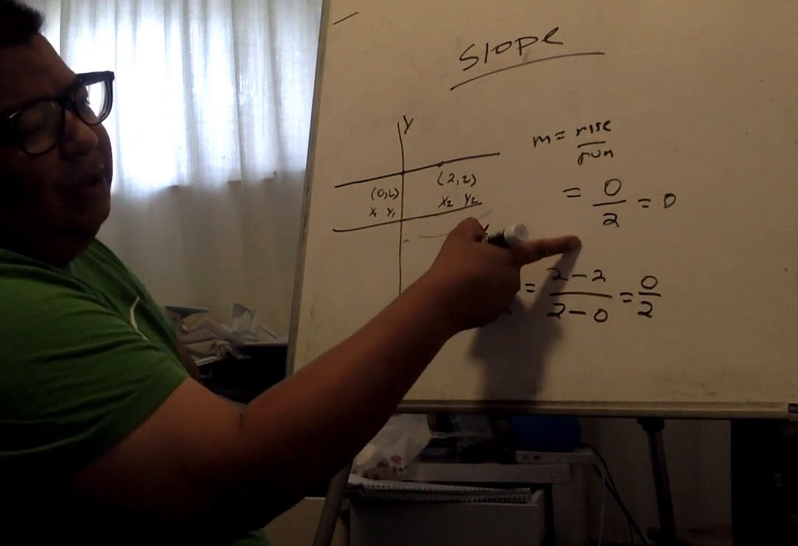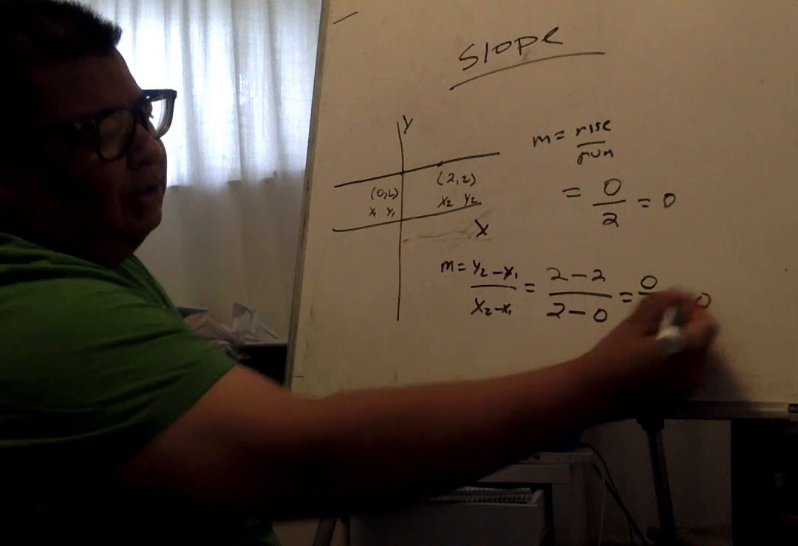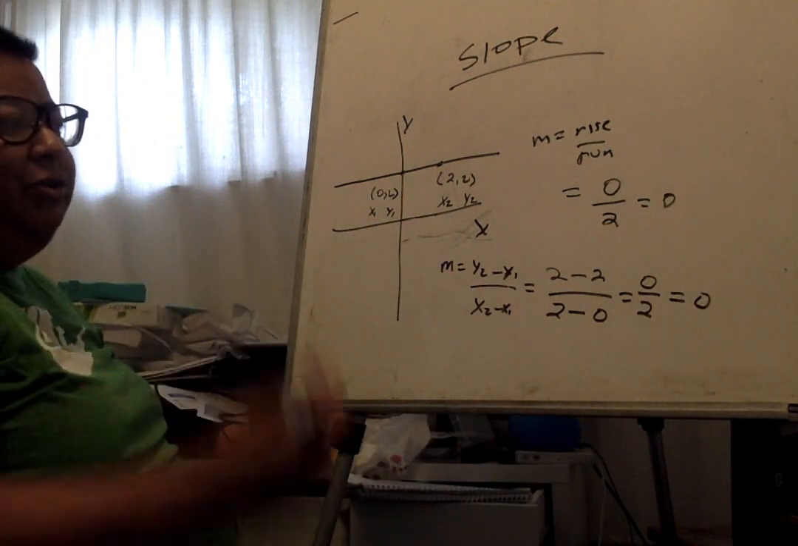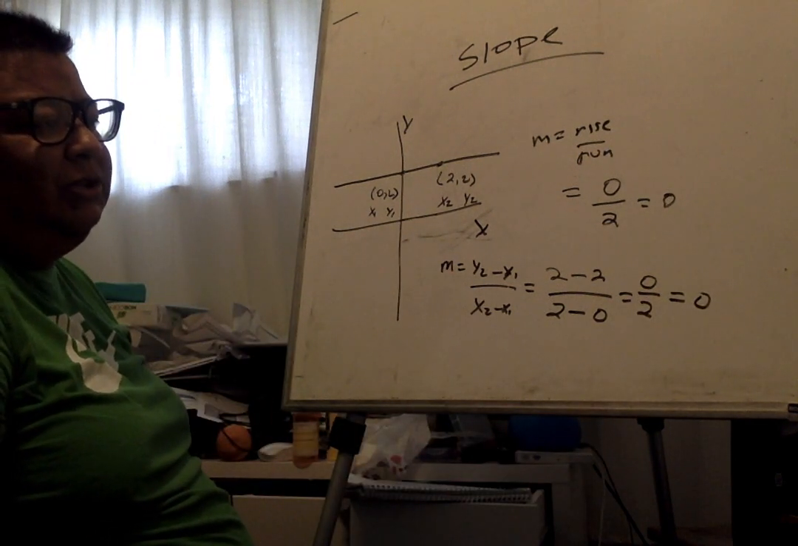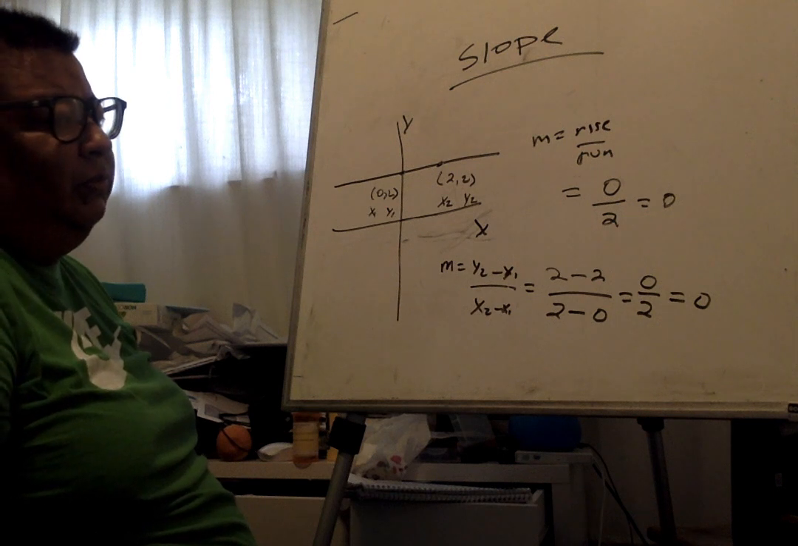And notice we have the same quantity. 0 over 2 equals 0. That means that for a horizontal line, the slope is always 0.